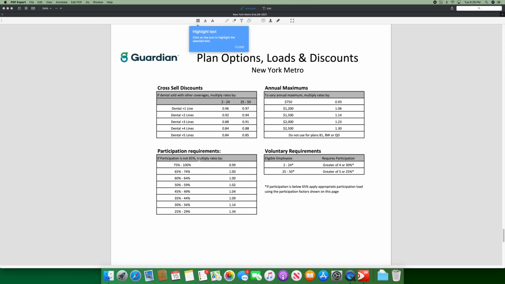Over here, you can see the participation requirements. You need 65% of all employees to enroll into the plans, or else you're going to get penalized. So here you can see if you have 60 to 74%, those rates that we went over before, or the premiums, are going to be what you pay. If you have less than that, say only 25% of your employees are participating, you're actually going to pay an extra 34%. Then, if you have over 75% of your employees participating, you get to save 1% off those monthly premiums. Definitely try to push your employees for participation because it saves the overall group money.